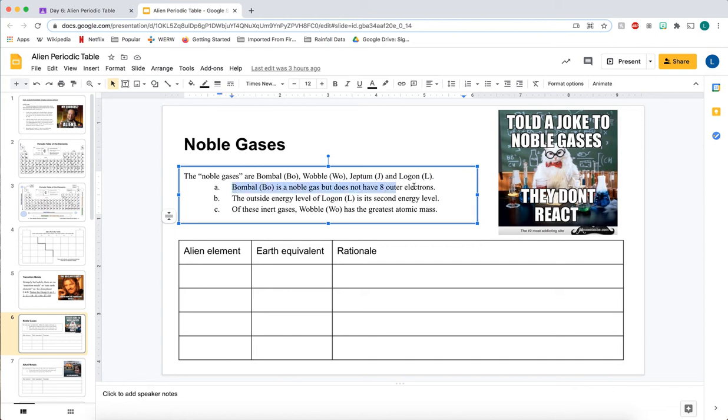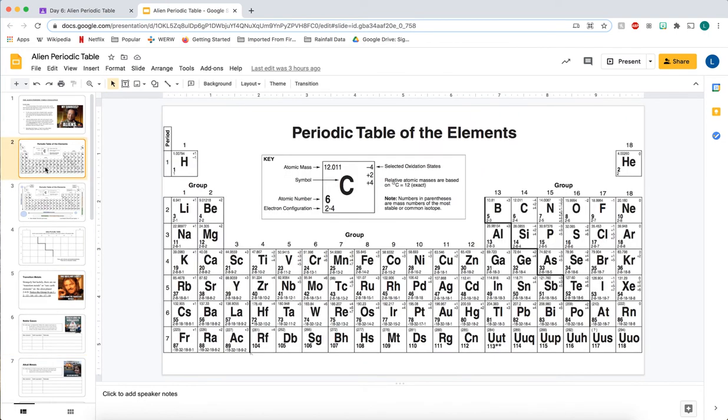Okay, so I'm going to go to my first clue. I'm going to say Bomble is a noble gas, but it does not have 8 outer electrons. So if I see 8 outer electrons, I know that this clue is about valence electrons. So I'm going to go to my table.